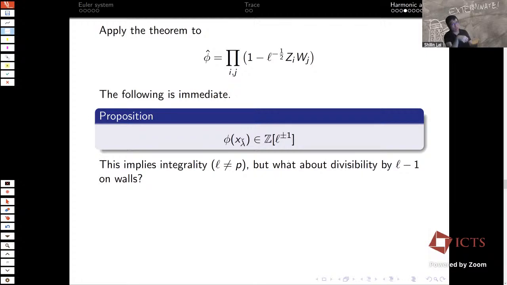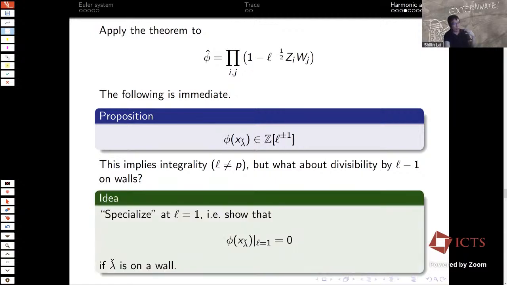And in fact, it's going to be a polynomial in L to the ±1. So this is pretty immediate just from the general shape of the formula. I don't need anything specific about the kernel function. So integrality is fine because L is not equal to P. So now we need to worry about divisibility by L minus 1.